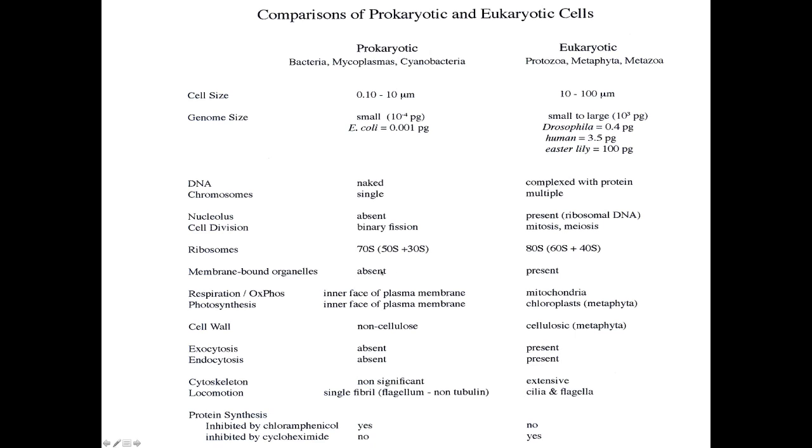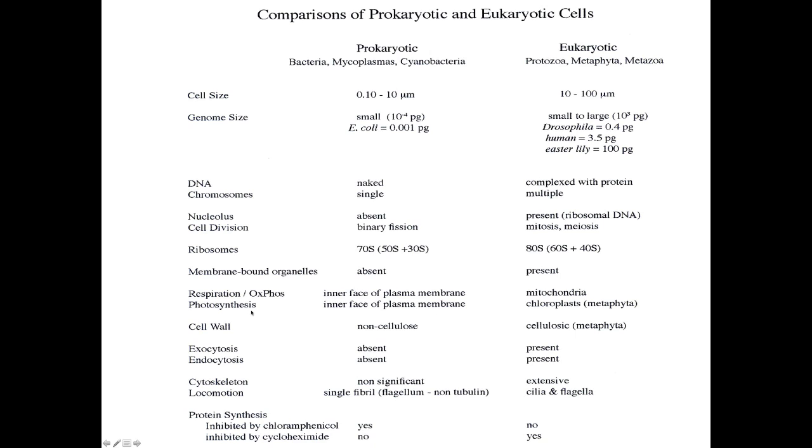Prokaryotic cells do not contain any membrane-bound organelles. Clearly, eukaryotic cells have lots of different membrane-bound organelles. In eukaryotic cells, respiration and oxidative phosphorylation occur in mitochondria, in the mitochondrial matrix and across the inner mitochondrial membrane. In prokaryotic cells, this occurs in the cytoplasm and on proteins embedded on the inner face of the plasma membrane.